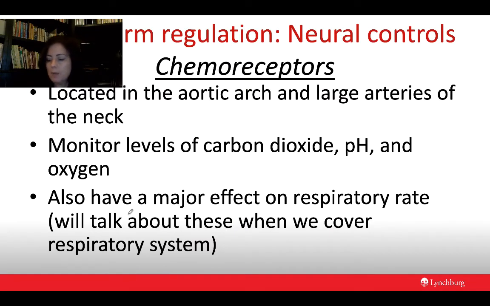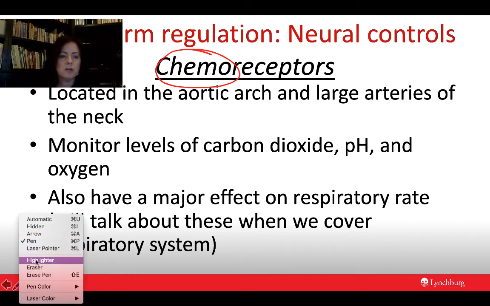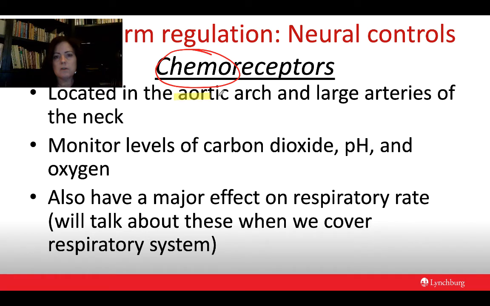Okay. The second way that the medulla gets information about blood pressure is through chemoreceptors. Chemo means chemical, right? So these are receptors that we find in the aortic arch and some of the other large arteries as well, same as the baroreceptors. It's just that this time they're going to respond to something a little bit different. They're going to respond to carbon dioxide, pH, and oxygen levels in our bloodstream.